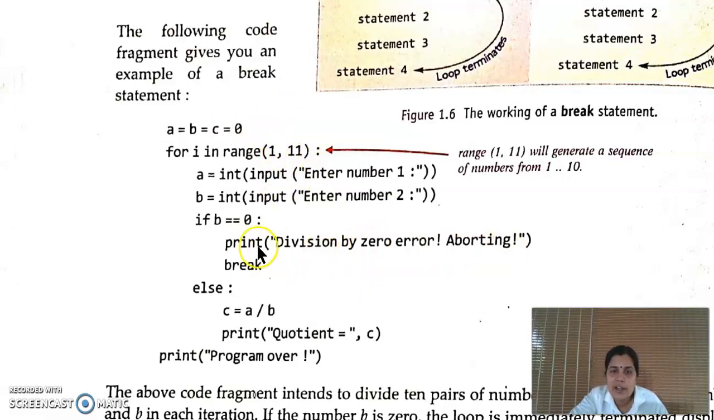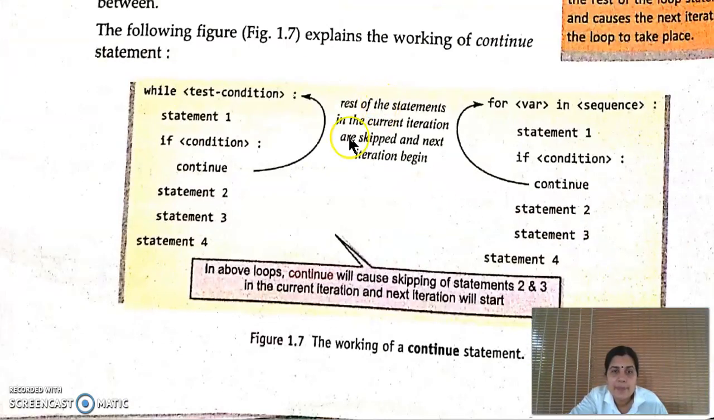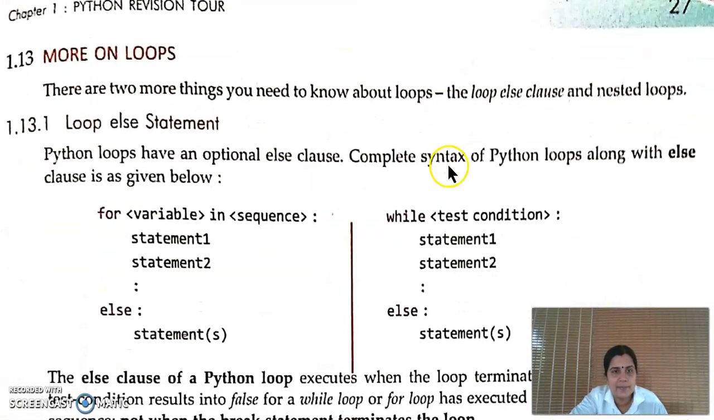Division by 0 error: if b equal to 0, meaning if suppose we give the value of b equal to 0, then break. Break means from this for loop the program is exited and program over is printed. These parts will not work after this break; repetition will not take place again. So in the continue statement, what happens? If something happens, then that iteration will close and again it goes to the next iteration.